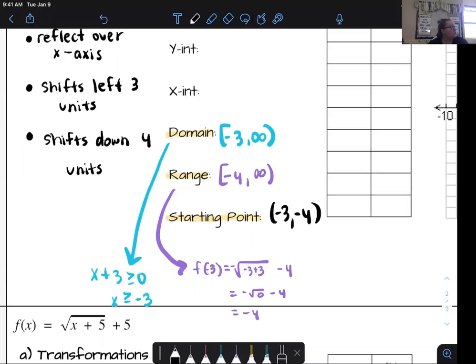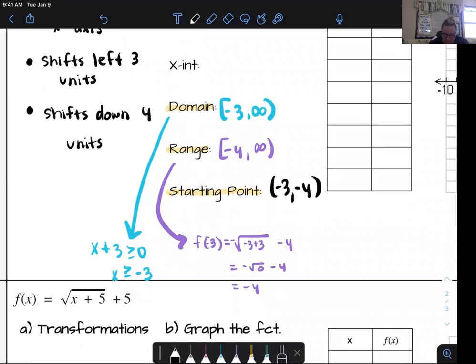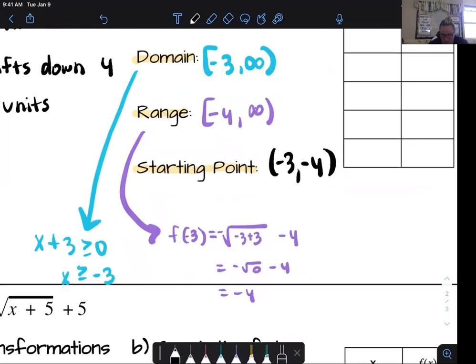Sorry about that. So, you should have found that your domain needed to be greater than or equal to, x has to be greater than or equal to negative 3. Then you plug that value into the function to find your range, and you would get negative 4. So for your domain, you should have negative 3 to infinity, negative 4 to infinity is your range, and then your starting point is the point negative 3, negative 4.